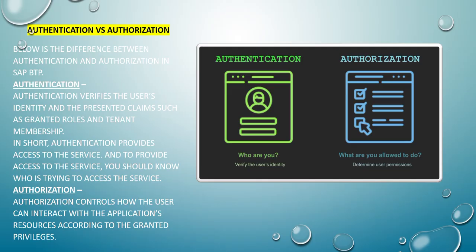So what is the difference between authentication and authorization? Authentication means that when you send a request, initially the authentication triggers. It verifies the user identity and presents things such as the granted roles and the access, all of that in the authentication section. Authorization controls how the user can interact with the application, I mean to perform, approve, or reject things. So how to interact, all of that comes under the authorization section.